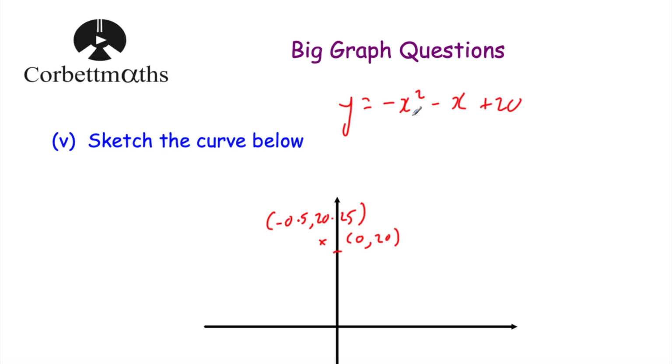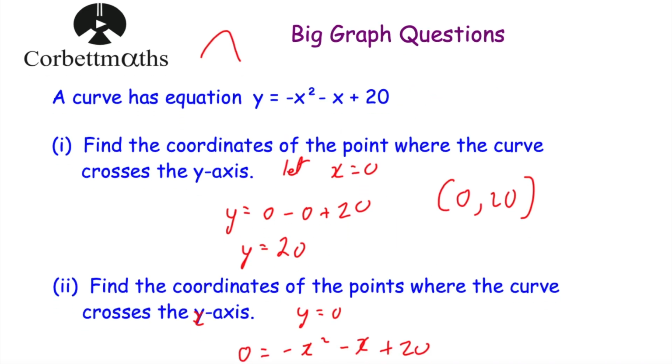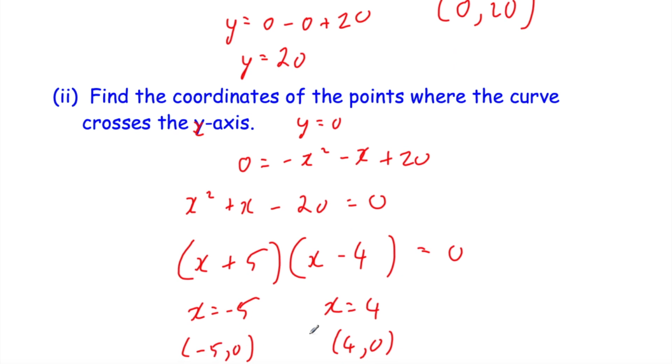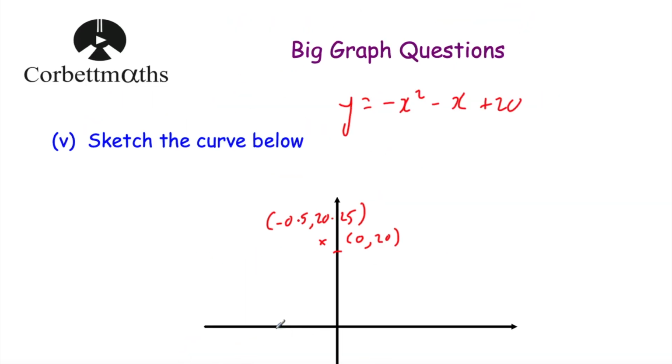We know it's a minus x squared graph, so we know it's that n-shaped parabola. We also know it crosses the x-axis at negative 5, 0 and 4, 0. So negative 5, 0 will be over here somewhere, and 4, 0 will be over here somewhere. Obviously this point's a bit further to the left and that one is to the right. So that's minus 5, 0 and 4, 0.